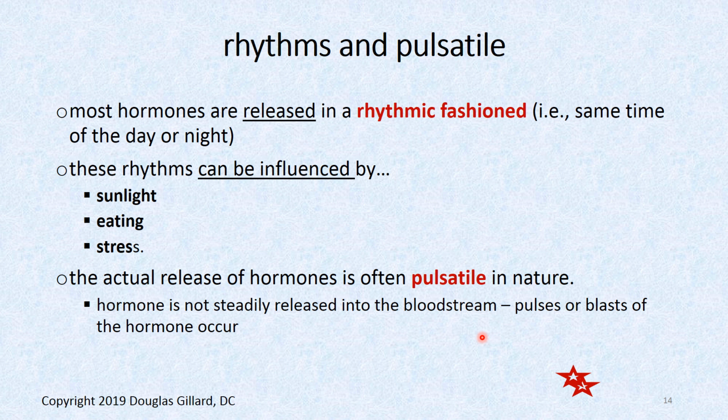Hormones also don't steadily drip their product into the bloodstream. They're usually pulsatile. Blasts or squirts of the hormone will come out, like ACTH. Really, POMC is converted into ACTH. But POMC is kind of blasted out and then relaxes. So everything is pulsatile in nature.